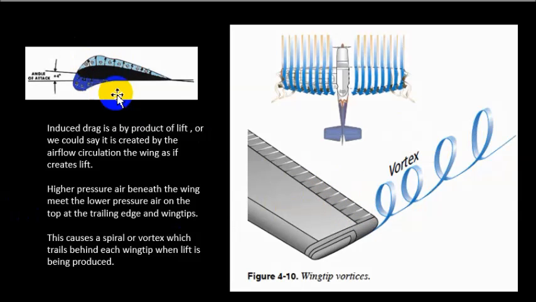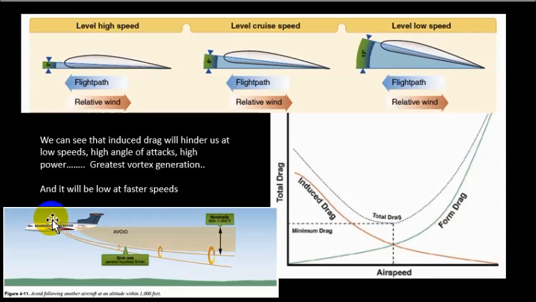Low pressure on the top, high pressure on the bottom, meeting each other at the wingtip and the trailing edge, and then it forms these little small hurricanes or disturbances in the air. Now, induced drag is just a byproduct of lift.